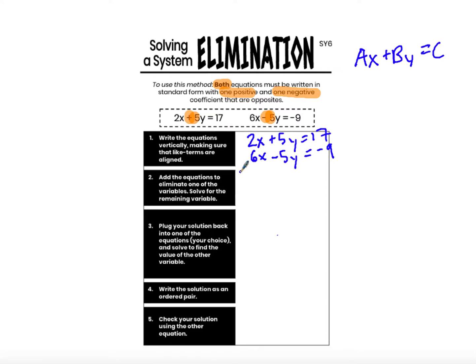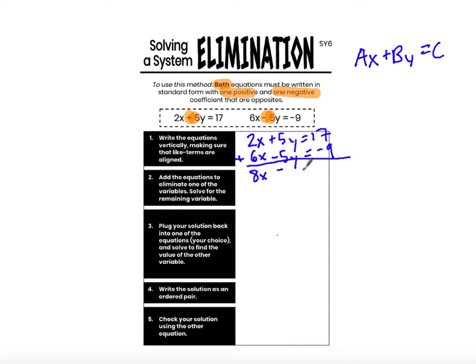We are then going to add the equations in order to eliminate one of the variables. This is why we love this strategy. Look what happens. 2x plus 6x is 8x. 5y plus negative 5y. What happens here? The y terms are eliminated. We have 0. We're not going to write 0. We're just going to write nothing.